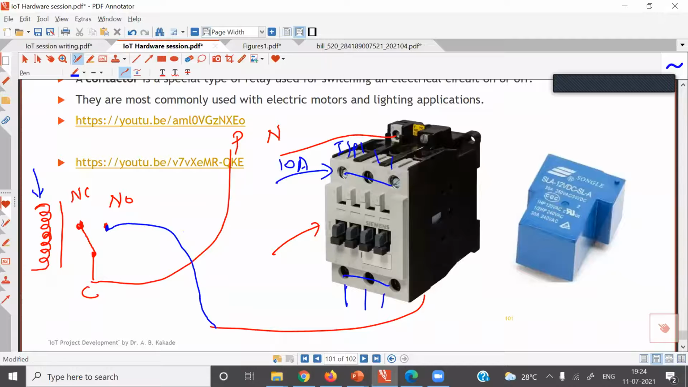So what you do is, with the help of the small relay, control the electromagnet of the contactor. The electromagnet requires only a small amount of current, around 100 or 200 milliampere. So with the help of the small relay, make the electromagnet inside the contactor on and off, and that way you can control a very high amount of load connected to the contactor.